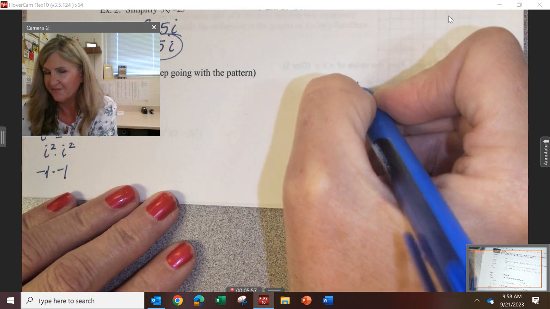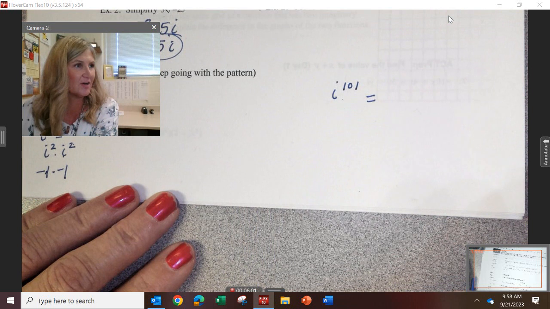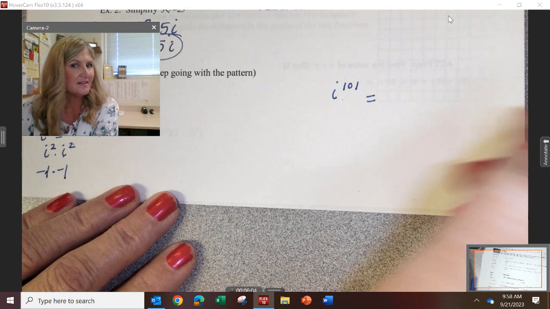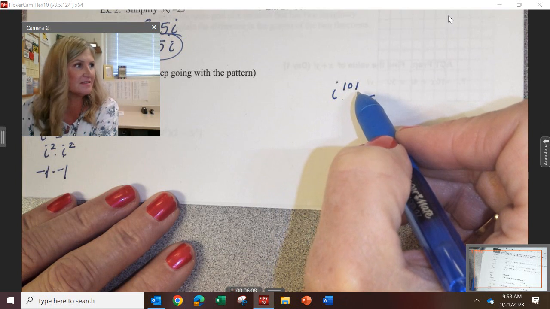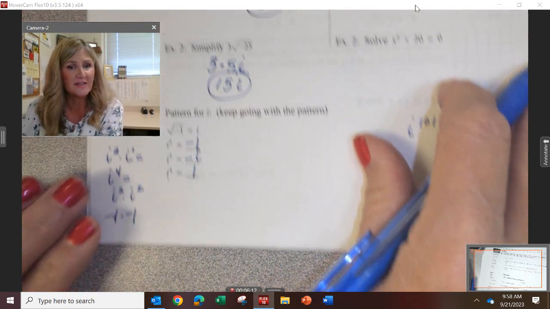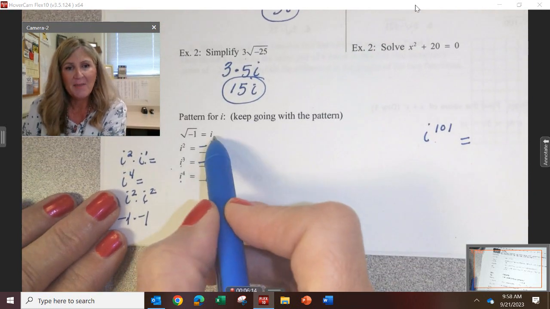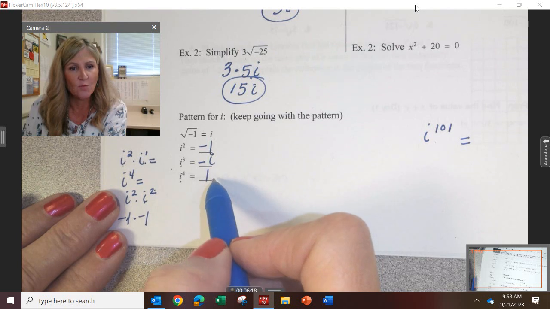Now, our goal here is, on the non-calculator part of your test, I might ask you something like i to the 101st power. So you have to be able to think about what i to the 101st is. It seems impossible, doesn't it? But when you look at this pattern, the pattern is always going to go i, negative 1, negative i, 1.